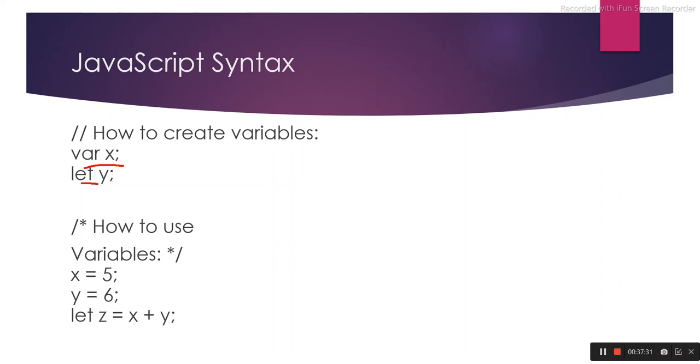So this is another way of doing the sum. This is just to show you that you can declare using var or let, both will work fine. It will do the sum and give you the answer. That's not an issue.